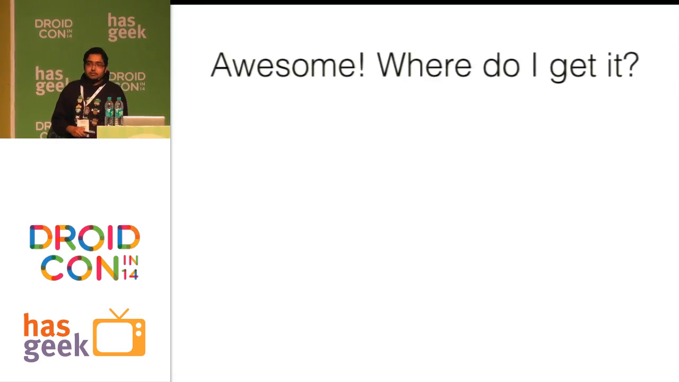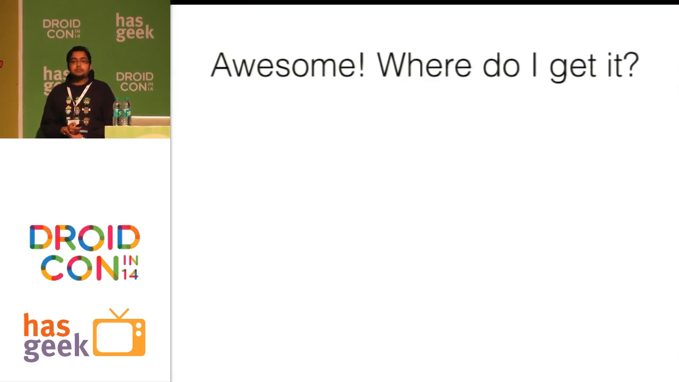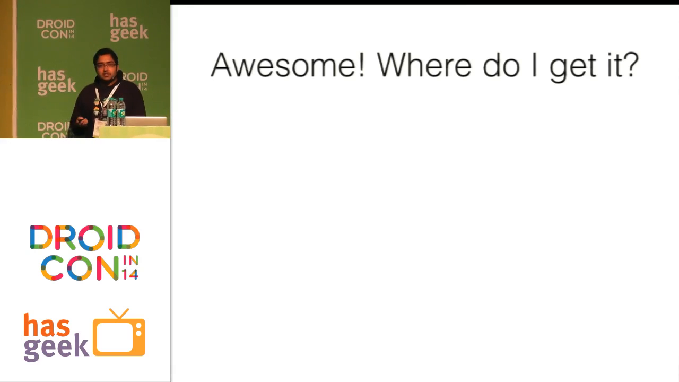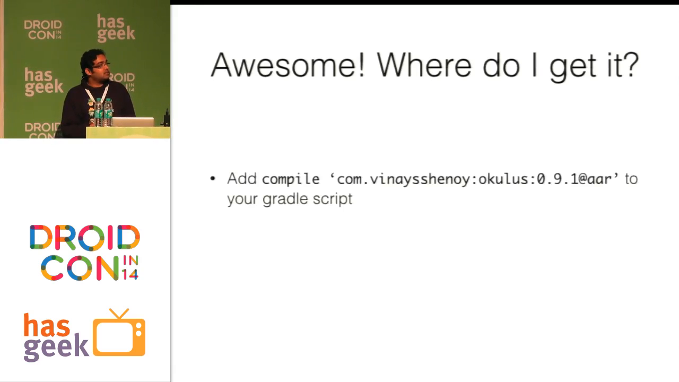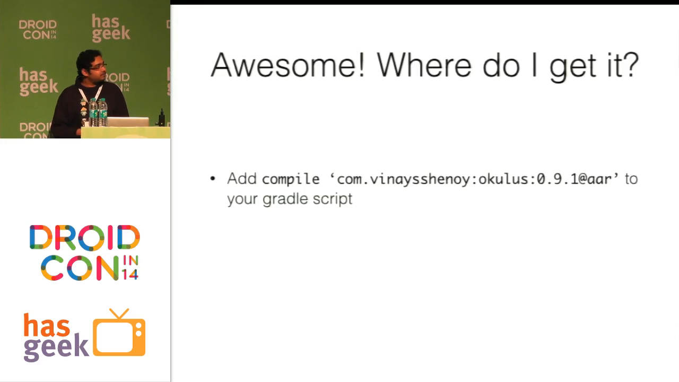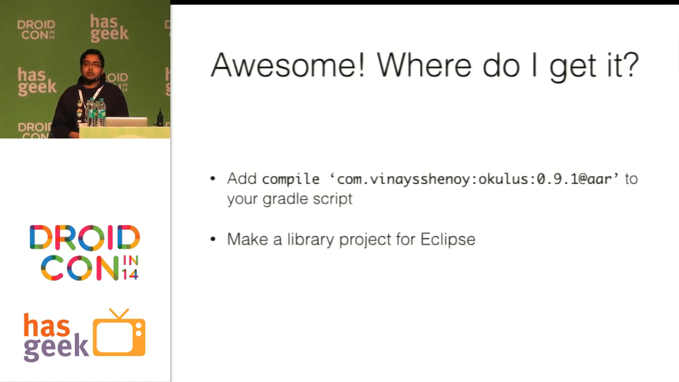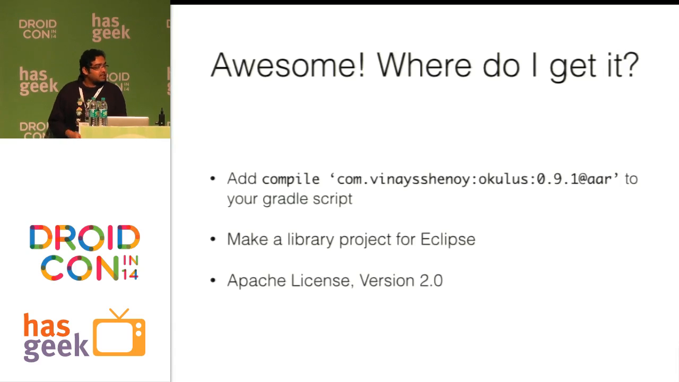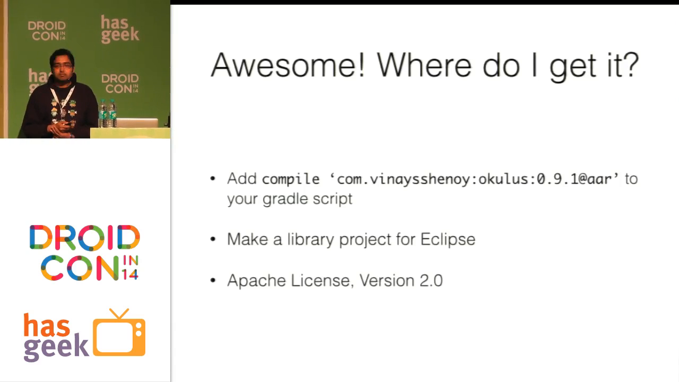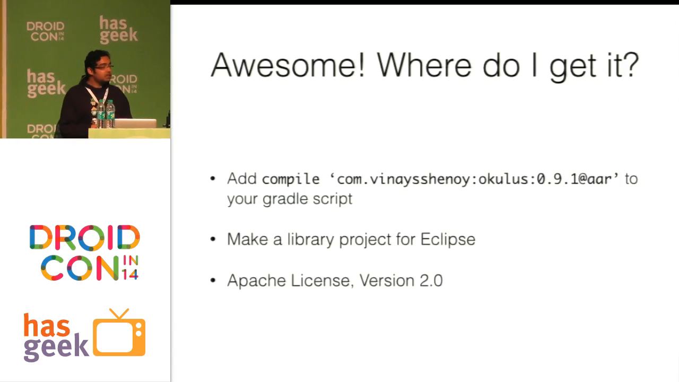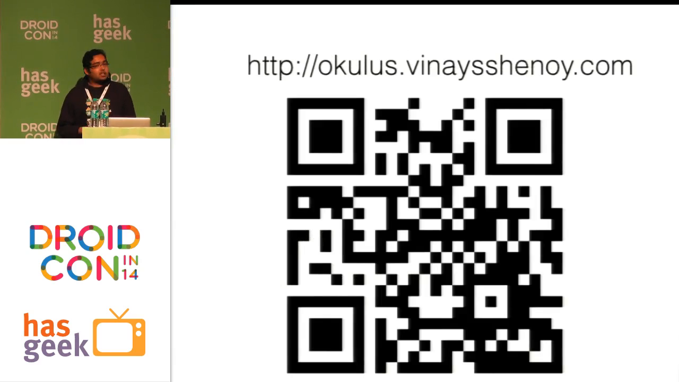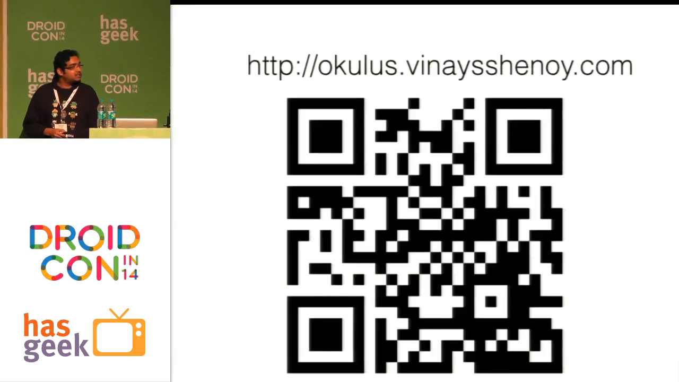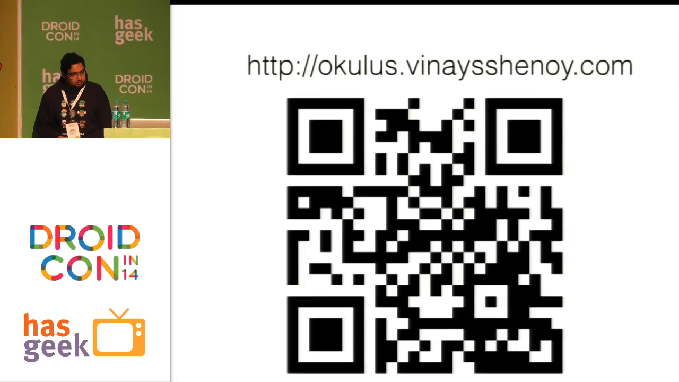And what next? So if you want to use it, how do you use it? If you're using the Gradle build system on Android Studio or even Eclipse or IntelliJ, you can just add this particular line to your Gradle script and you get it. If you're on Eclipse and using the old Ant build system, you'll have to make a library project. I'm sorry about this for now. And it's licensed under the Apache license, so feel free to submit any pull requests or feature requests if you want. And the project has a website. You can check it out at oculus.vinayshenoy.com, or if you want to scan a QR code and save the link, it's right here. So, questions?